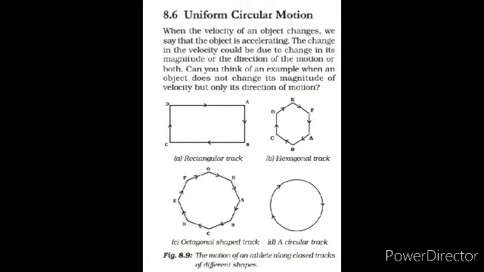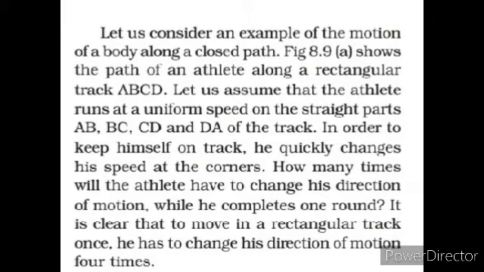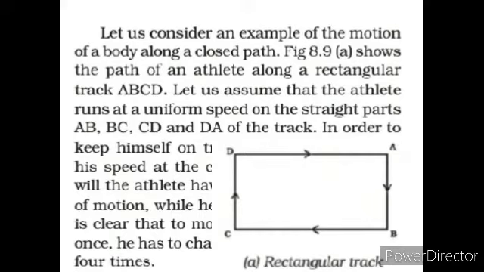There are four pictures to make things clear. So let's get started. Let us consider an example of motion of a body along a closed path. Let's say we have figure 8.9a. The figure is going to come. This figure shows the path of an athlete along a rectangular track ABCD. Let us assume that the athlete runs at a uniform speed on the straight path AB, then BC, then CD, and then DA of the track.